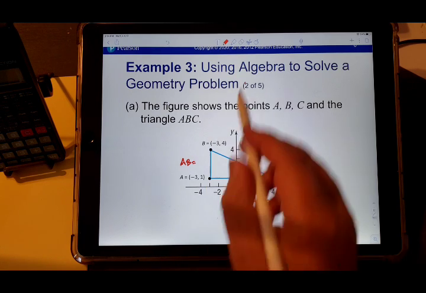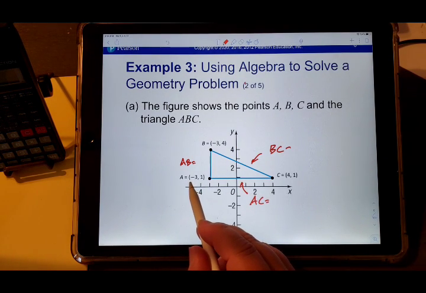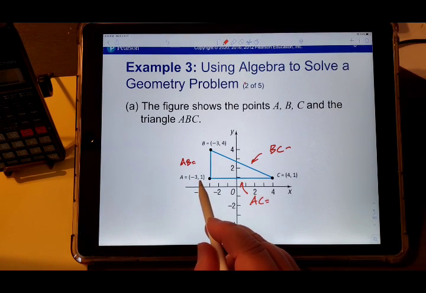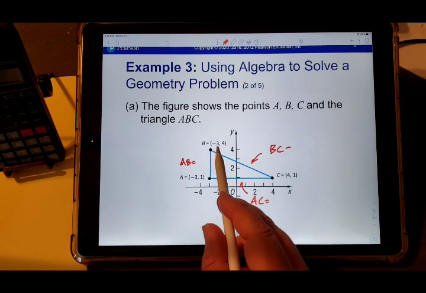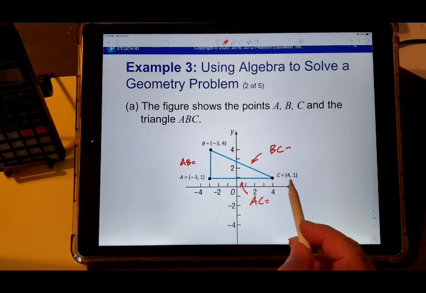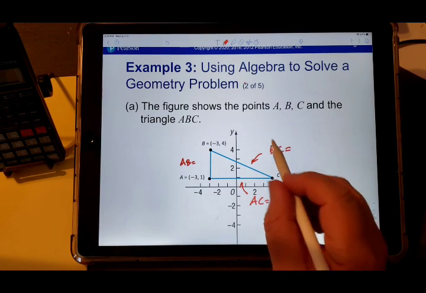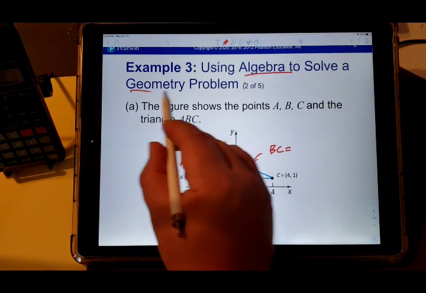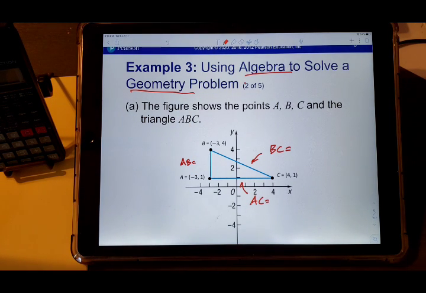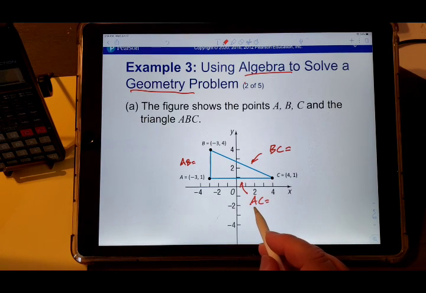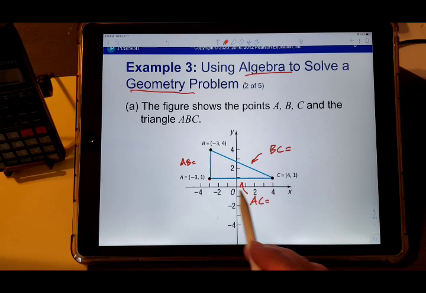All right, so here are those points plotted. If you don't remember them from the other side, here they are. A is (-1, -3), B is (-3, 4), C is (4, 1). And I'm using some formula. Now, remember, they're saying using algebra to solve a geometry problem. I'm using notation from geometry where the length of a segment is just named AC.